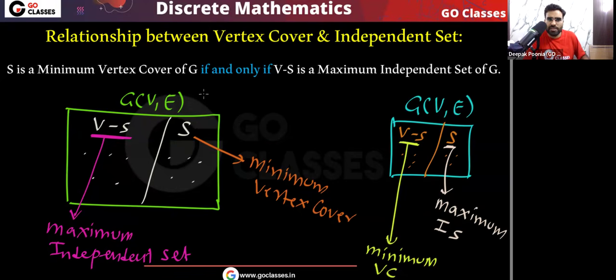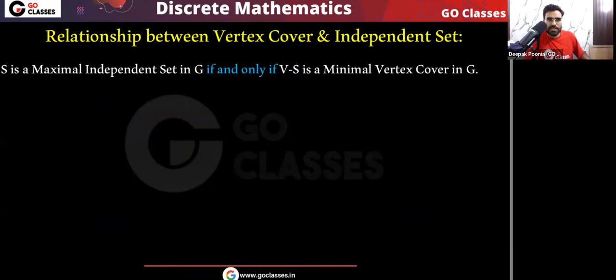This is what this statement means: if S is a minimum vertex cover, the smallest vertex cover, then the remaining vertices will make the largest independent set. If S is the largest independent set, then the remaining vertices will make the smallest vertex cover. Very simple. Similarly, if S is a maximal independent set, then the remaining vertices will make a minimal vertex cover. Just let me quickly make this diagram.